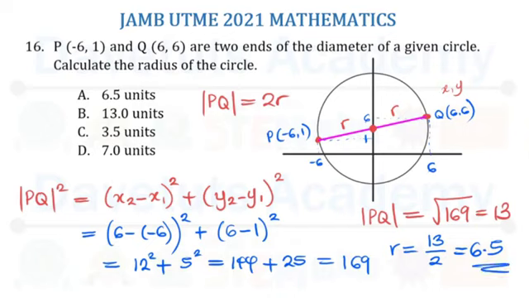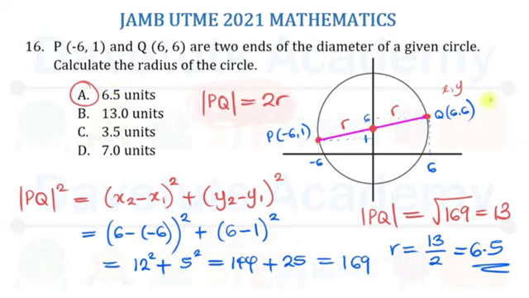This is what you need to take note of to understand and note, and then you will get your answer right. You just need to understand that the distance between the 2 points, which we are told is diameter, is 2r. And then when we find that distance, we can evaluate the value of r to pick our answer to be 6.5 units.